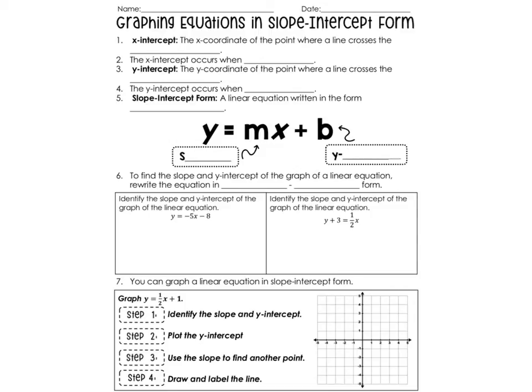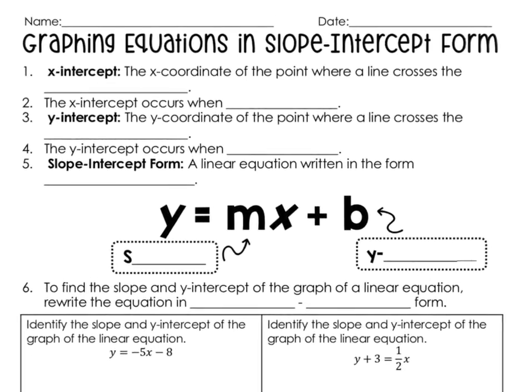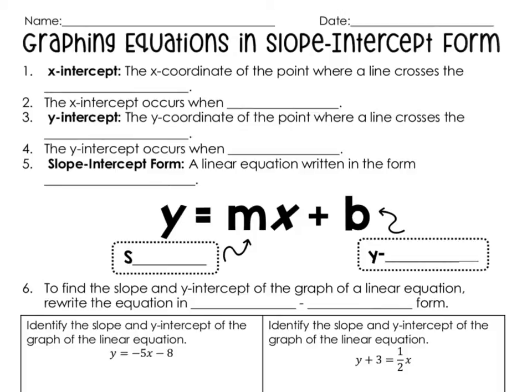Graphing equations in slope-intercept form. Let's review some vocabulary. Our first term is x-intercept. The x-coordinate of a point where a line crosses the x-axis. The x-intercept occurs when we have an ordered pair and the y equals 0.